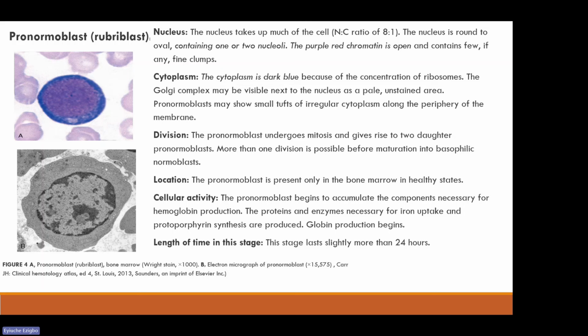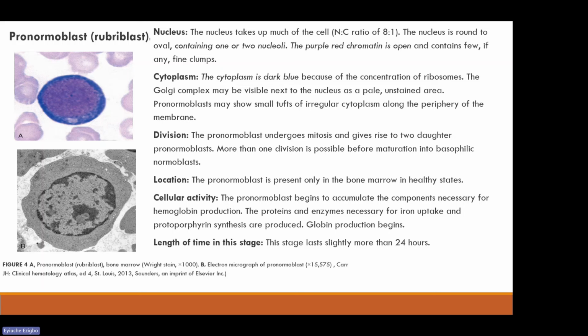Then the cytoplasm is dark blue because of the concentration of ribosomes. This is the cytoplasm that is surrounding the nucleus of the cell. The Golgi complex may be visible next to the nucleus as a pale unstained area, maybe these areas. The pronormoblast may show small tufts of irregular cytoplasm along the periphery of the membrane.